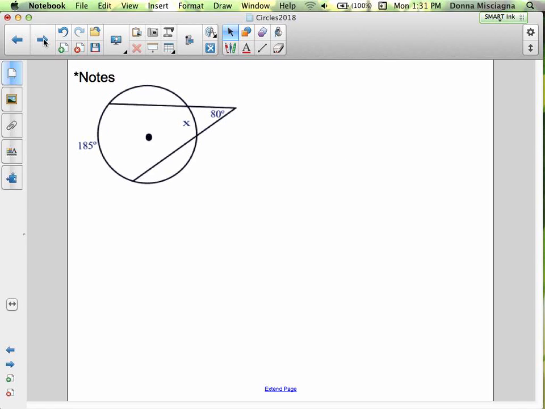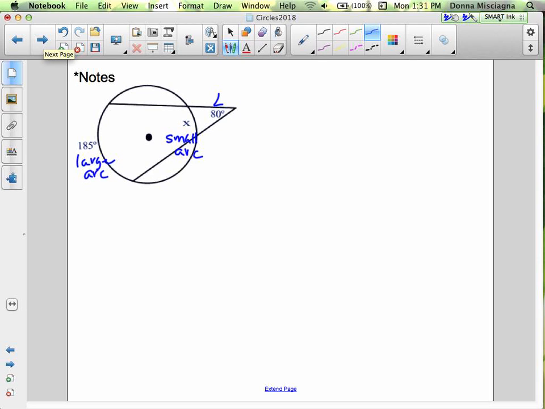All right, so this one is in your notes. All right, so we don't have to do any solving to do this one. This is the large arc. We know that measure. This is the small arc. We're looking for that measure. And the angle. We know the angle measure. So the angle is 1/2 large arc minus small arc.